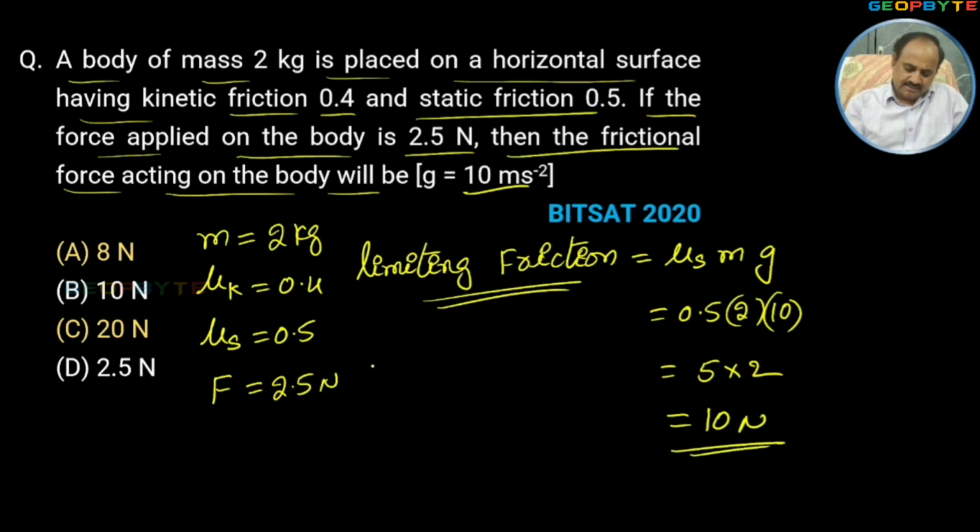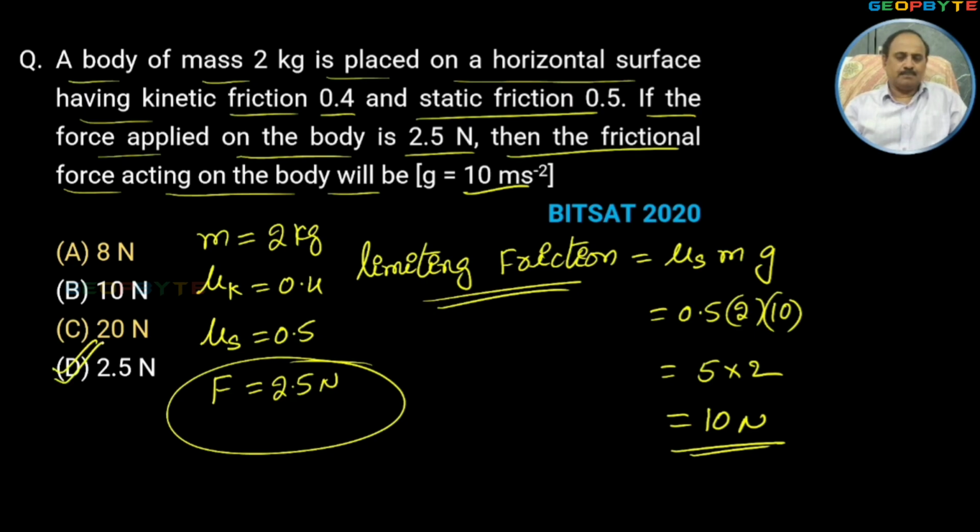But the given force is less than the limiting friction. Therefore, the frictional force acting on the body is only 2.5 newtons, the same as the applied force. Once again, since the applied force is less than the limiting frictional force, the frictional force acting on the body is equal to the given force only. Option D is absolutely correct.